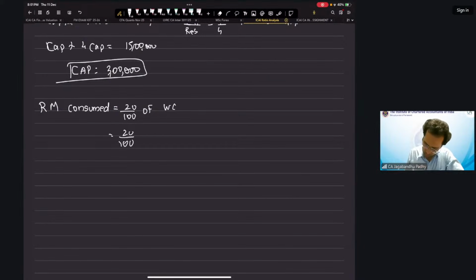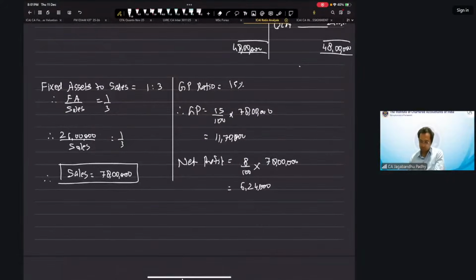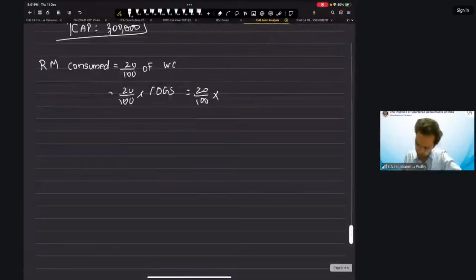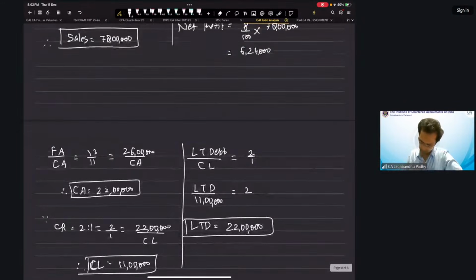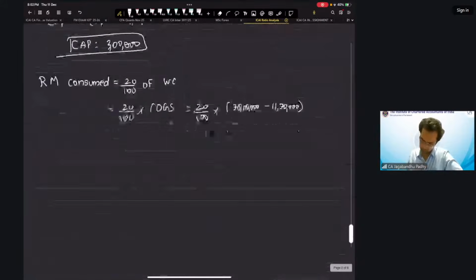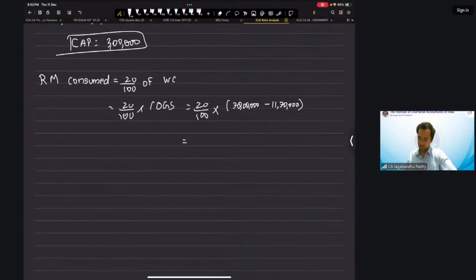Obviously, we are going to say, what is this works cost, sir? We can definitely take here to be COGS. So 20 upon 100 into, what's the COGS number? We have the GP as 11 lakh 70. So out of 78 lakh, 11 lakh 70,000 is gross profit, so COGS is 78 lakh minus 11 lakh 70,000.